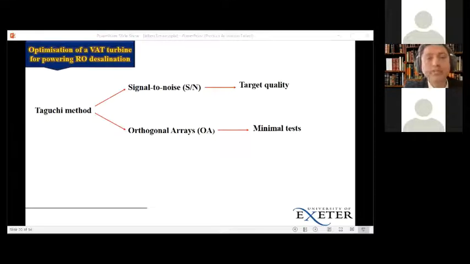In short, the SN ratio is a criterion for quality assessment, and the OA, orthogonal array, is to provide minimal design parameters simultaneously. The target quality of performance is a key factor in the Taguchi approach and must be indicated for each optimization procedure. In this work, the objective is to maximize the performance of the tidal turbine. The power coefficient, or CP, which is an indicator of output power, can be calculated from CFD simulations.